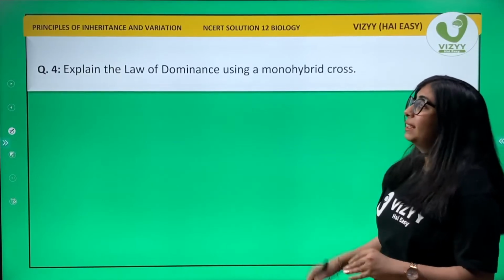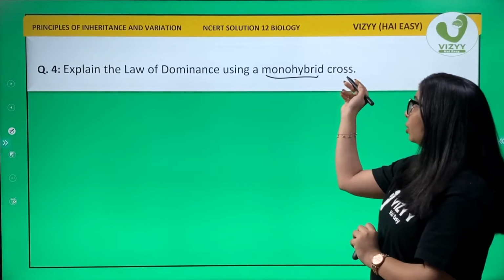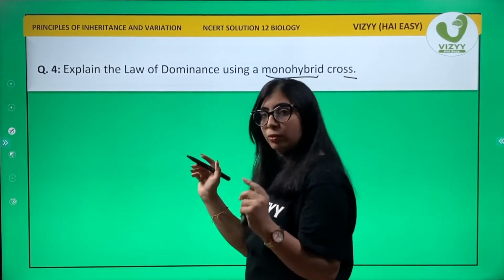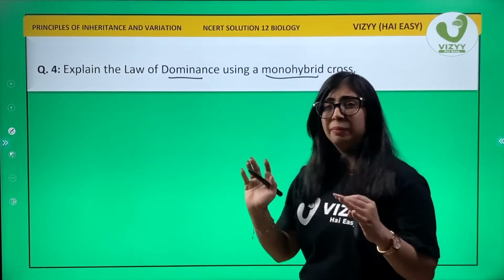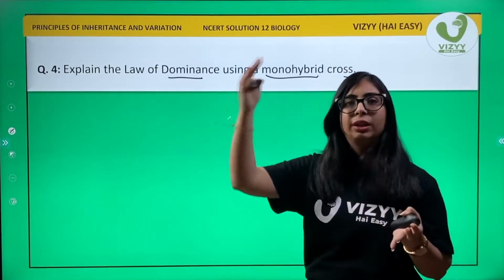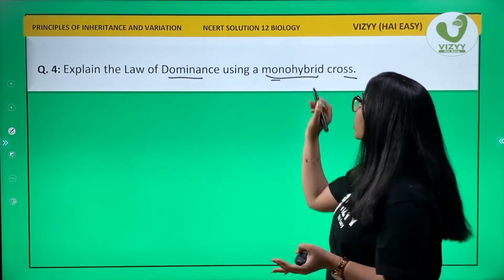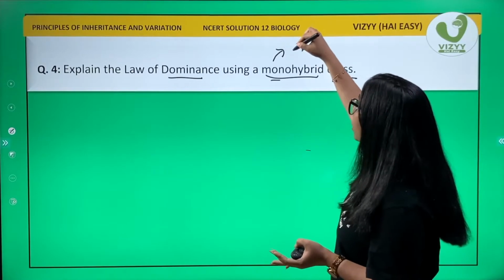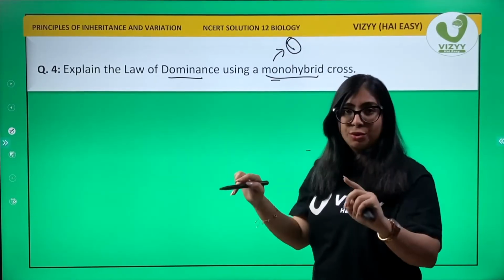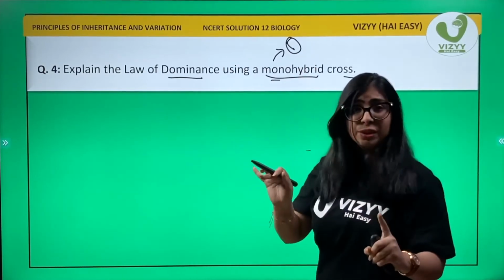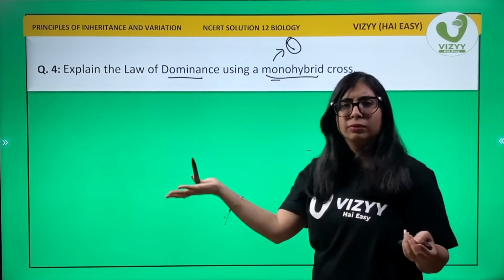Question 4 is: explain the law of dominance using a monohybrid cross. Now we have to explain the law of dominance. That means we have to show that something is dominating over the other thing, with a monohybrid cross. Mono means one. We are going to take one specific trait, such as the height of the plant, and show that it is dominant.